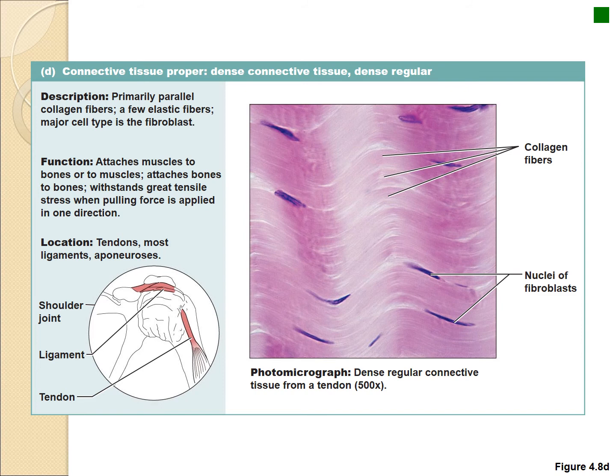So this is called dense regular. And what they mean by regular is look at that flow pattern. Very even. Those are the fibers. And this is probably in a contracted form. This comes from like a tendon. Okay, and here's what a tendon is. A tendon holds together muscle and bone, or it could be from a ligament, which holds together bone and bone.